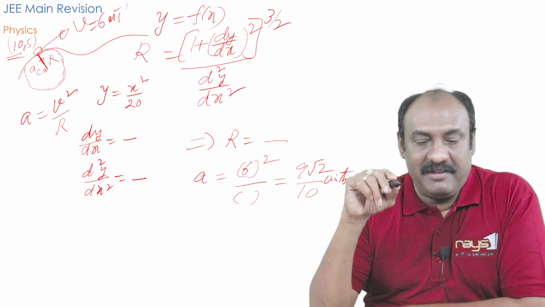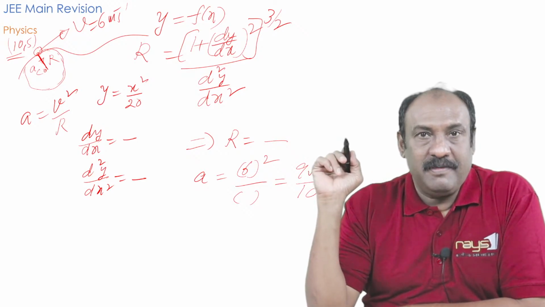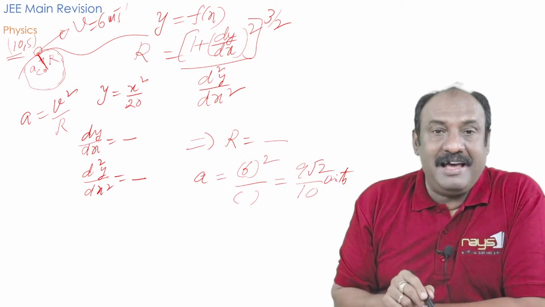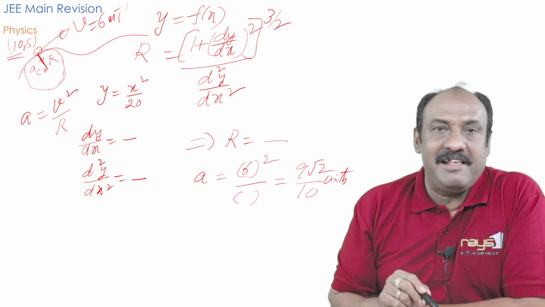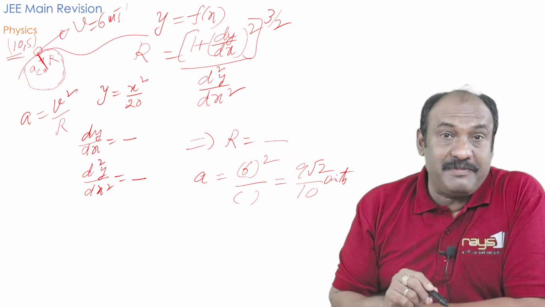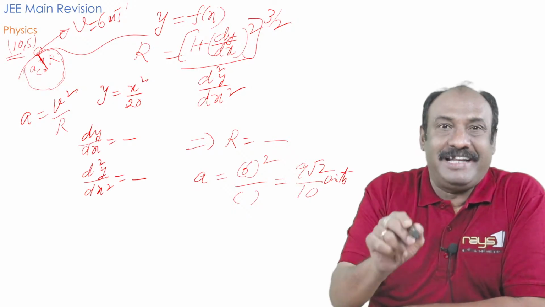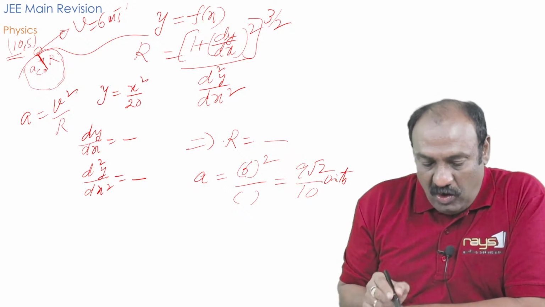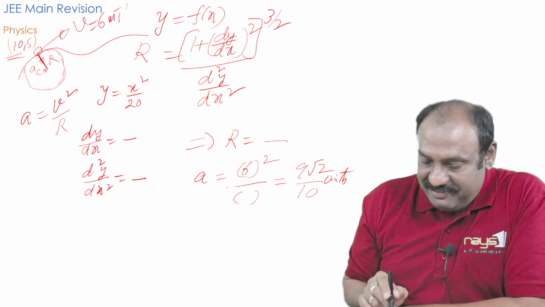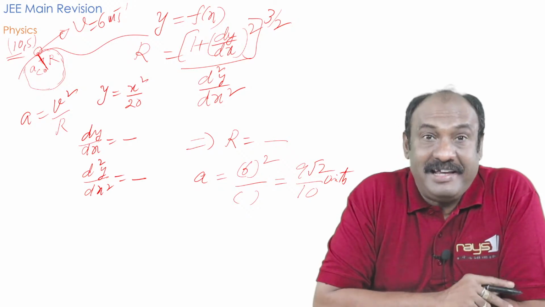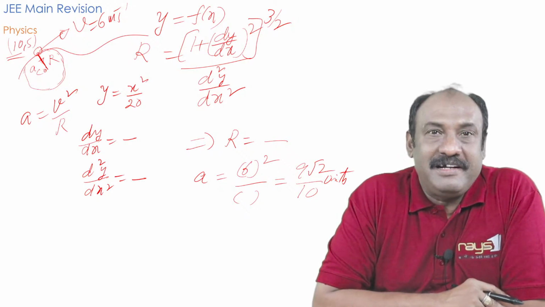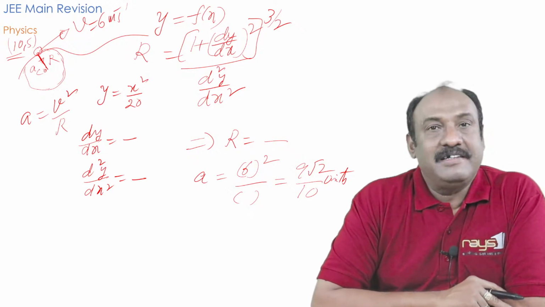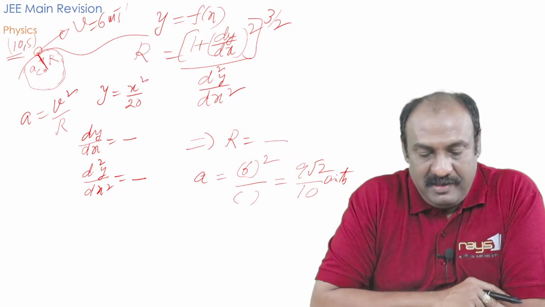The skier moves on a parabolic path with constant speed 6 meter per second, and whose equation is given in the data as y equal to x square by 20. So with the help of this equation we can calculate the radius of curvature of that parabolic path at the given coordinates 10, 5. After calculation of this radius of curvature, you substitute this value along with the velocity as 6 meter per second in this equation. Then you get the acceleration of that skier moving along this curved path represented by the equation y equal to x square by 20. Okay, so the answer is 9 root 2 by 10 units for this question.